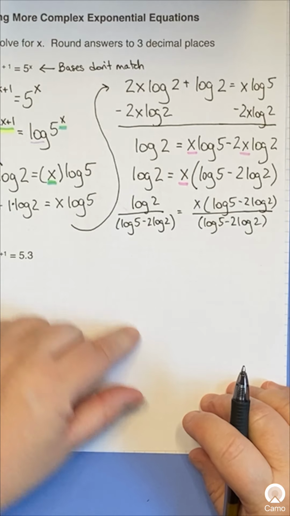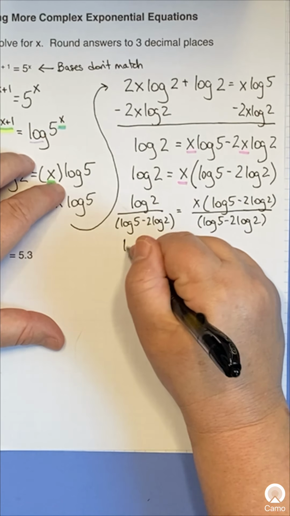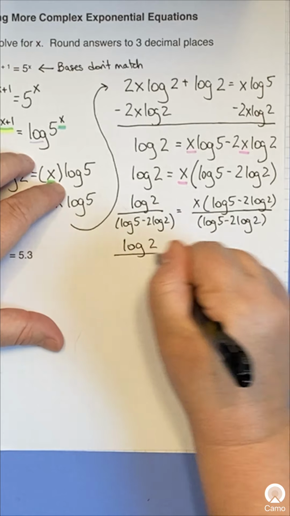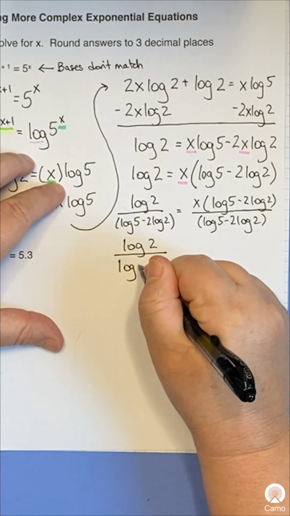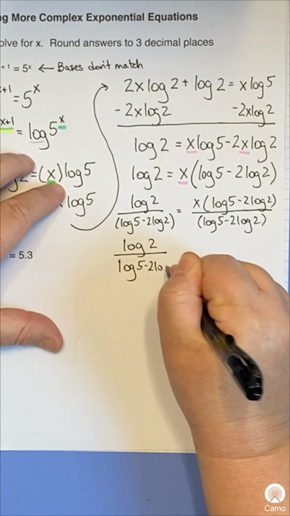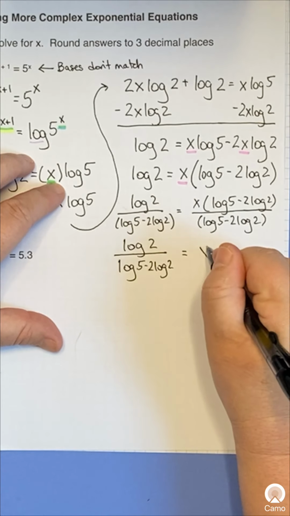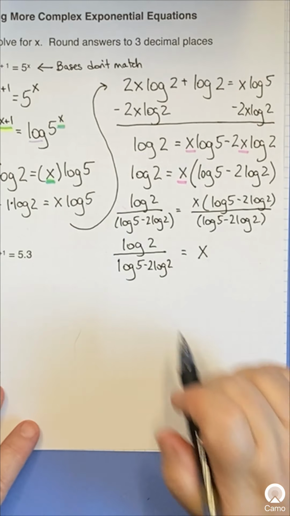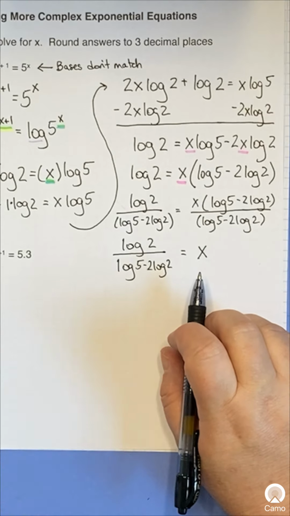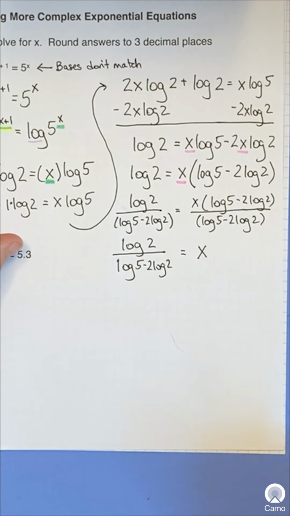Oh my goodness. So then I get log of 2 all over log of 5 minus 2 log 2 equals x. Yeah, 2 log 2 was a famous rap artist in the 80s.